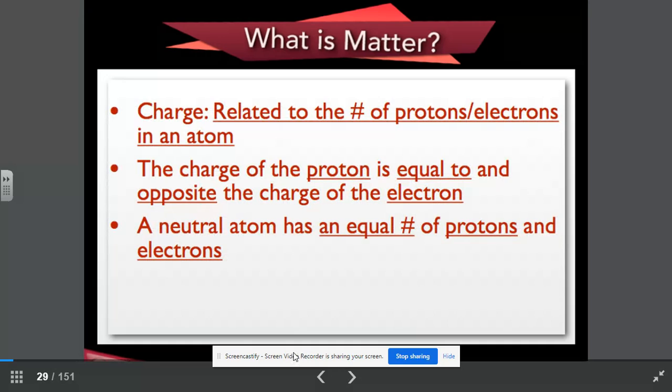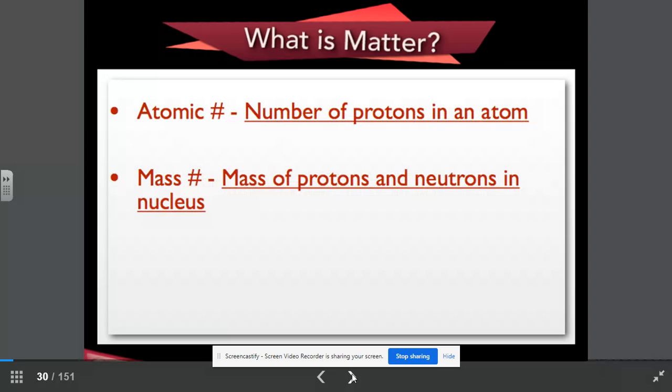The charge, that is related to the number of protons or electrons in an atom. The charge of the proton is equal to and opposite the charge of the electron. A neutral atom has an equal number of protons and electrons. They kind of cancel each other out. The atomic number, and we'll refer to this a lot when we're referring to elements on the periodic table of elements, but the atomic number is the number of protons in an atom. They are located in the nucleus. The mass number is the mass of the protons and neutrons in the nucleus of the atom.